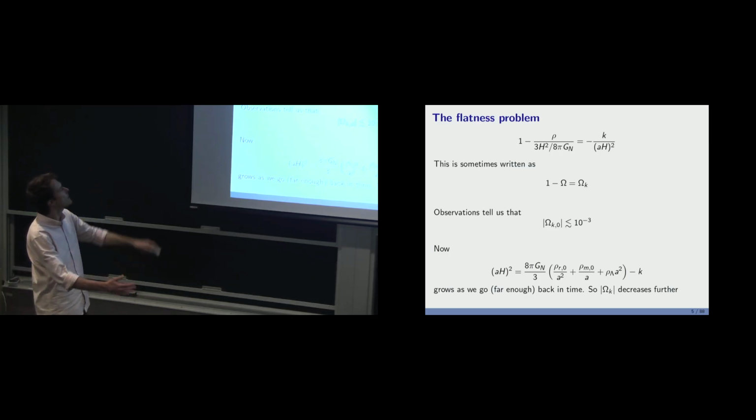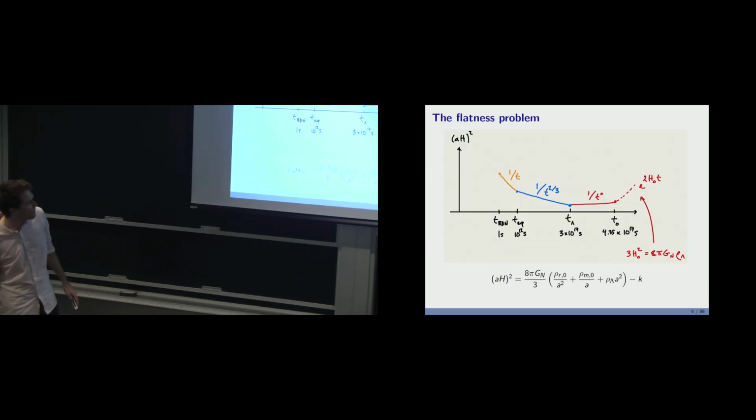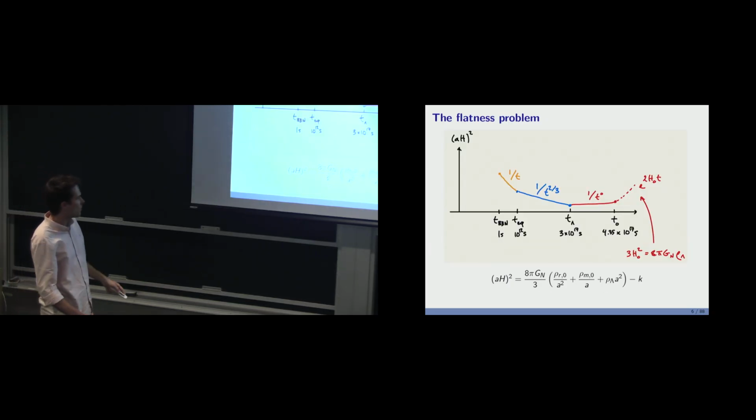Okay, and now what's the so-called flatness problem? It is the observation that this quantity, this (aH) squared, is actually increasing as we go far enough back in time. This is the same equation rewritten a bit differently. If you now take a smaller and smaller, at some point these things are going to start growing, so this aH is going to grow, and this Omega_k is going to decrease. So this is roughly the picture of what it looks like.